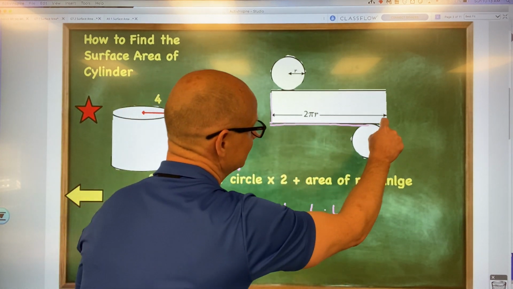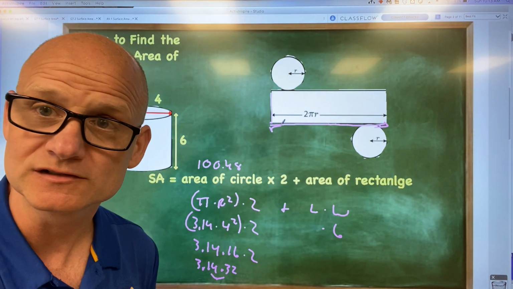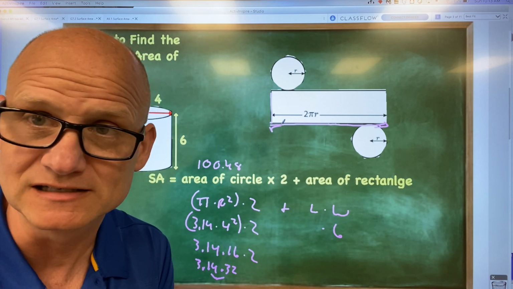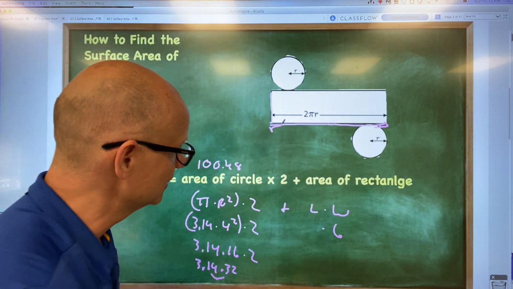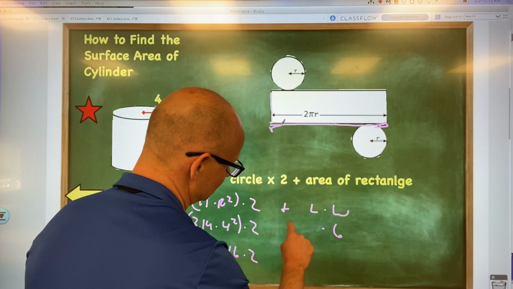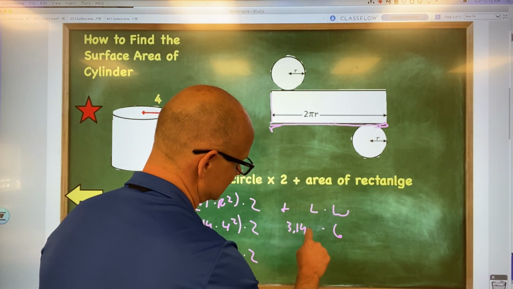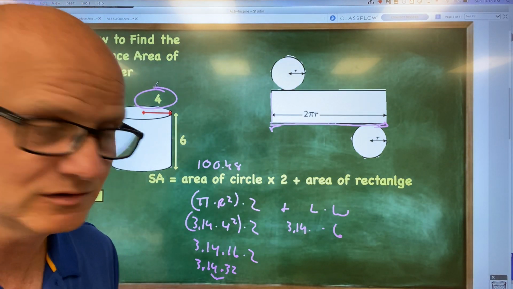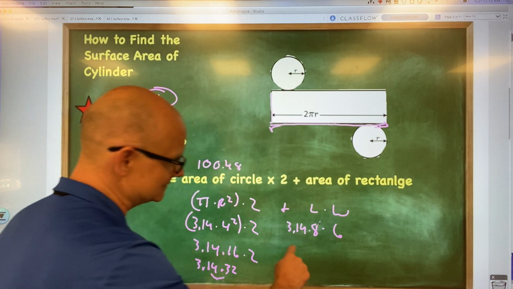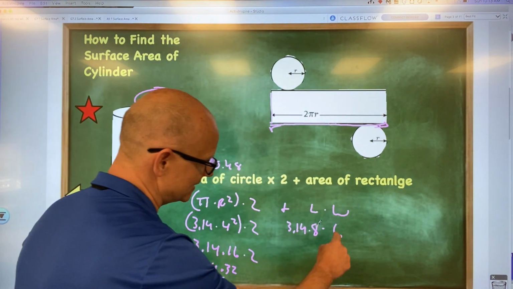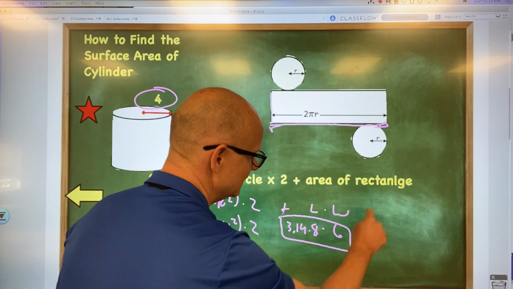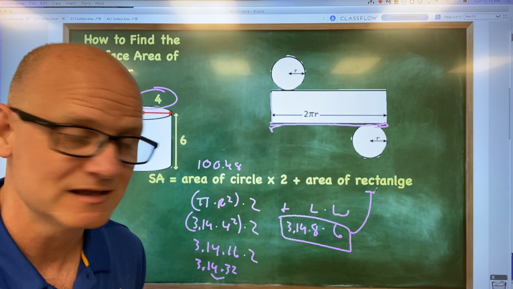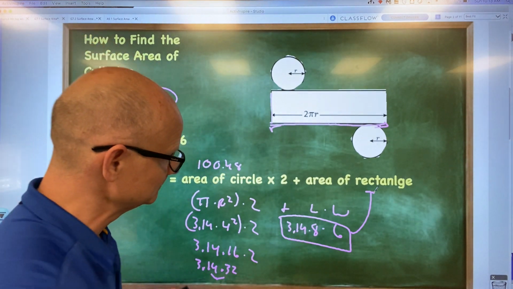What's the length? The length is the circumference, which they say is 2 pi r. I like to just say pi times diameter. Circumference is pi times diameter, which is the same thing as saying 2 pi r. So pi times diameter, well, that's 3.14, okay? Times what's the diameter? Well, the radius is 4, so what's the diameter? 8. This right here, guys, will give you the area of the rectangle. I have the length, which is circumference, pi times diameter, times the height, which is 6.